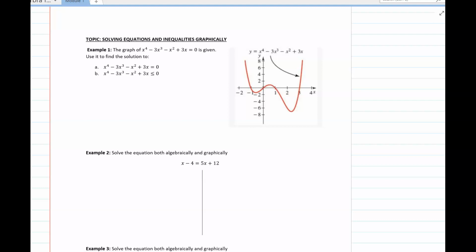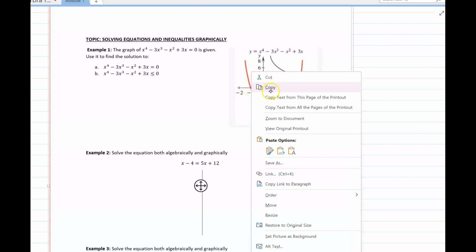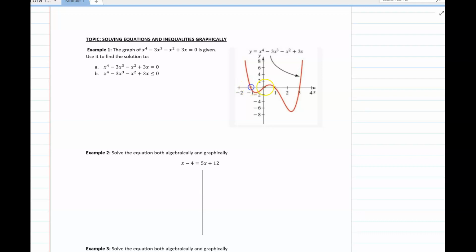Solve an equation and inequality graphically. The graph is given. Use it to find the solution to x to the fourth minus 3x to the third minus x squared plus 3x equal to 0. Okay, the solution of this equation, when we're talking about equal to 0 here, we're talking about where the graph crosses the x-axis. So according to the graph that we're given here, the graph crosses the x-axis when x equal to negative 1, x equal to 0, 1, and 3.